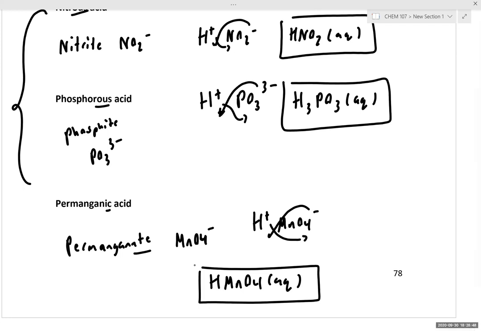Professor, quick question. On all acids, the hydrogen will be in the front? Yes, in the majority of cases, yes. Okay, thank you. Any other question on these examples?